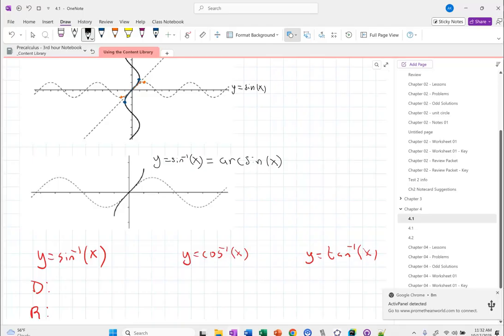So if I look at this, when I restricted the domain for sine, I did that because it still covered the entire range for the sine function. Let's write it simply.